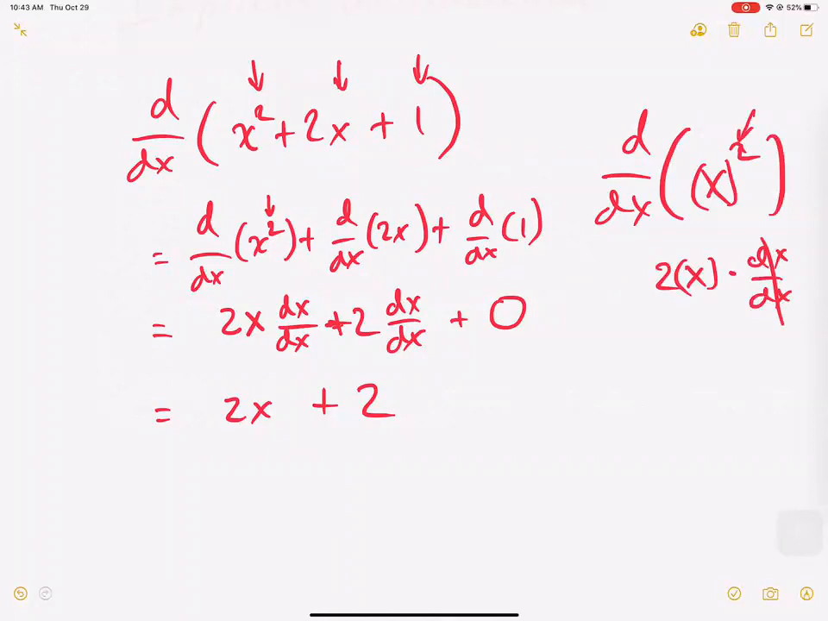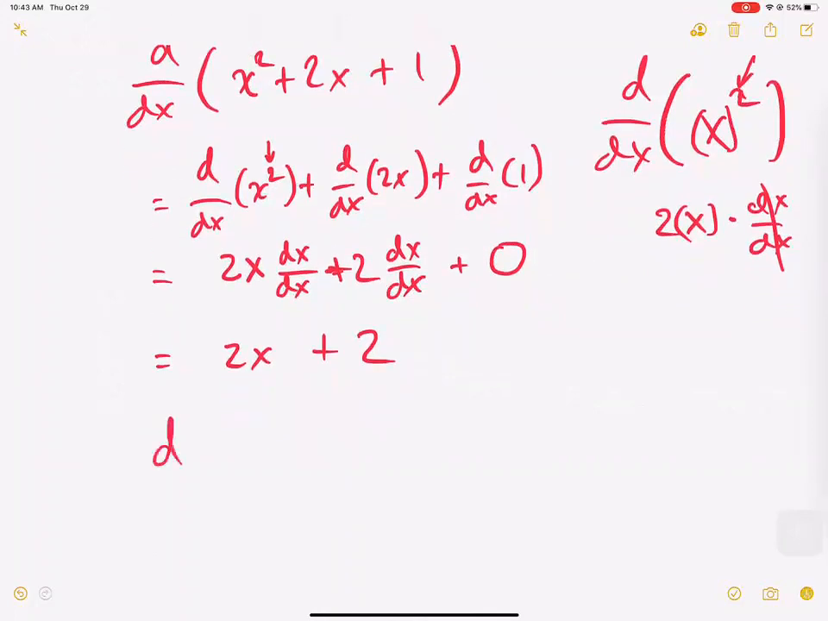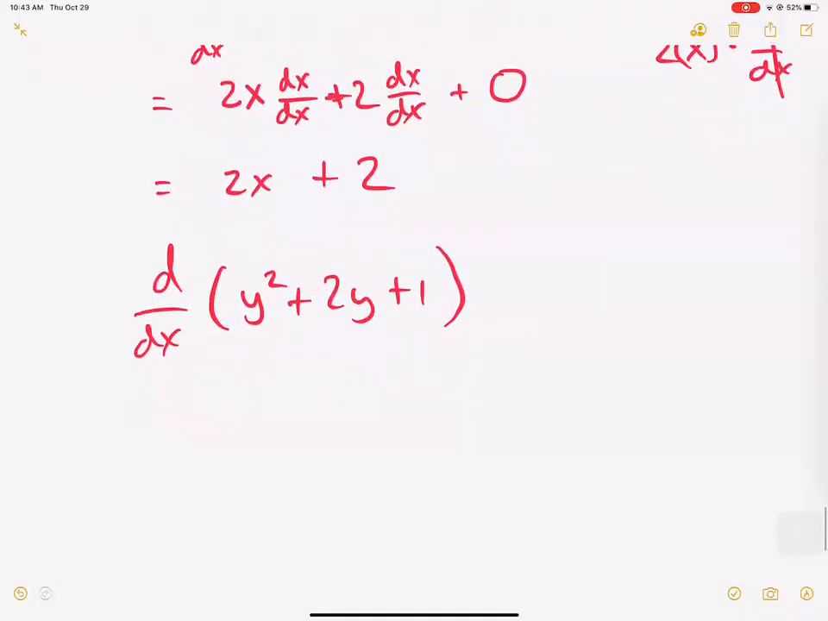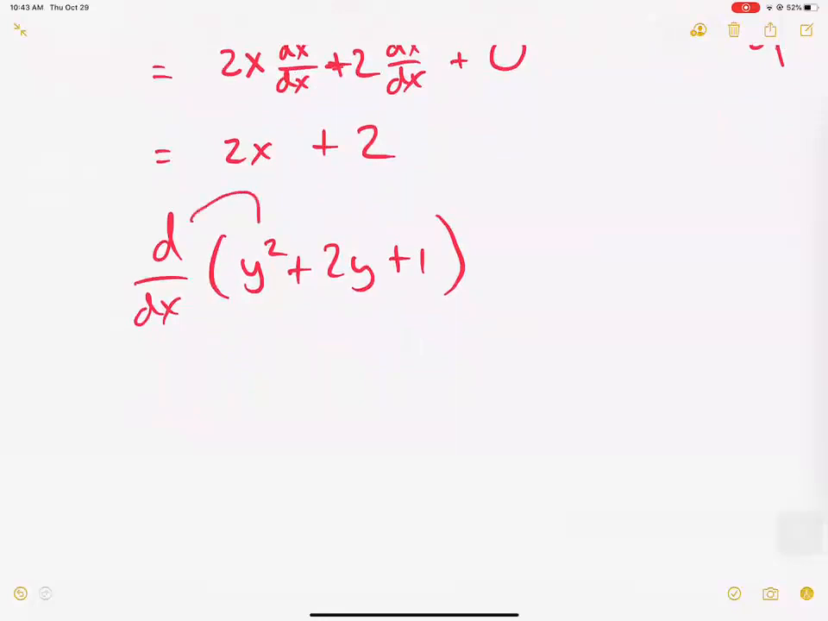Now, what if I change this problem and I use the wrong variable, d over dx of y squared plus 2y plus 1? How does this change my problem? Well, let's do it. The derivative of y squared is going to be first the derivative of the outside, please, which is 2, leave the inside alone, times the derivative of the inside, plus, let's keep on going. The derivative of 2y is just 2 in the front, dy over dx.